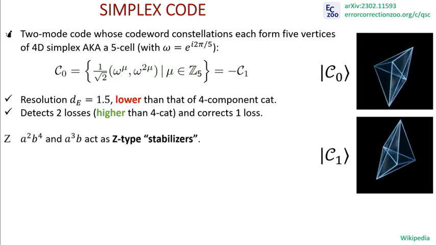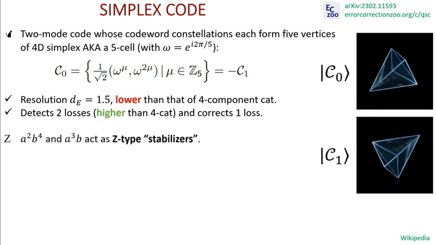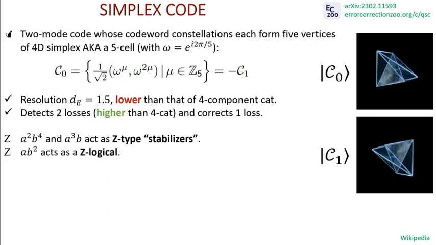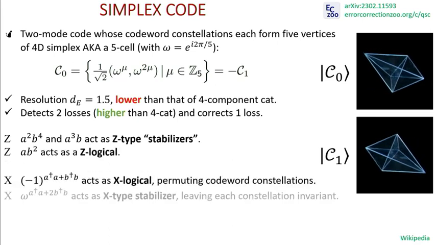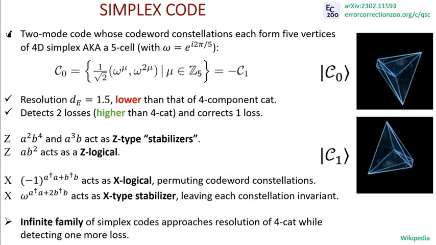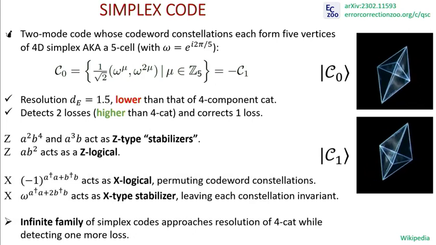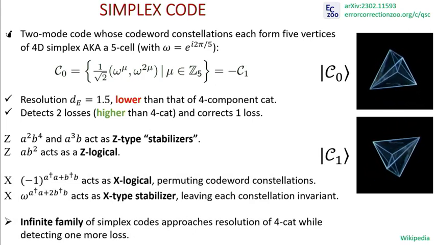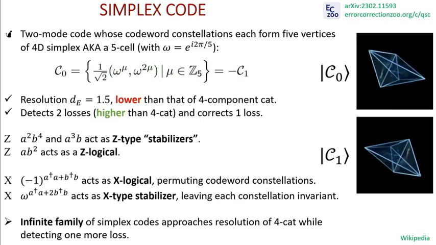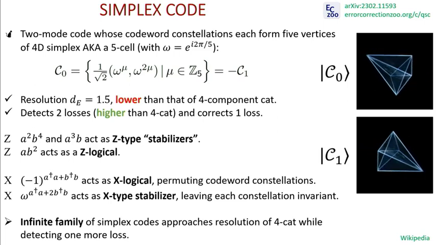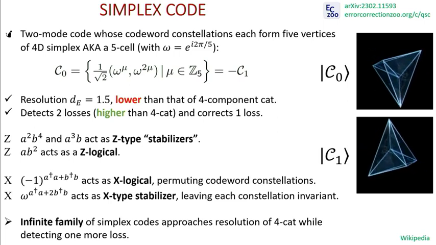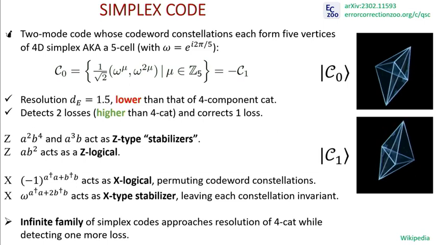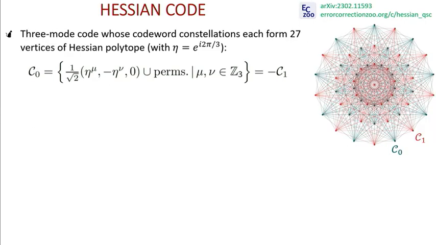I just want to flash the stabilizers. Now you start to have two-mode monomials, and you start to have 2-mode rotations for the logicals and the X-type stabilizers. With simplices, there's an infinite family of them, so we can extrapolate this and have an infinite family of codes that will approach the resolution of the 4-cat while having the extra detection power. So to get really outperforming codes, we have to go to maybe more exotic polytopes, such as the Hessian.